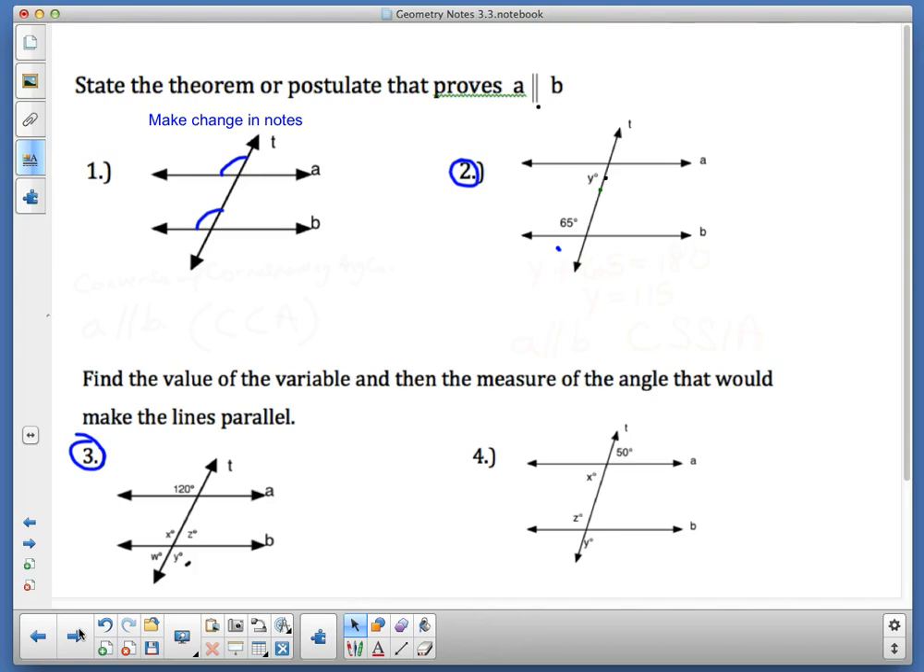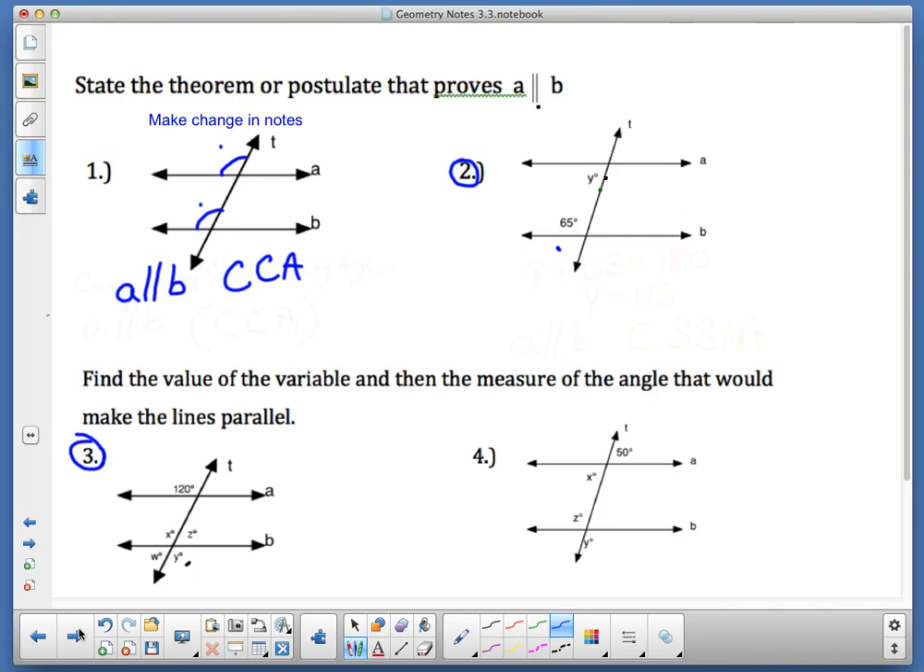First thing, identify the names of the angles. Are they alternate interior, corresponding, same side, or alternate exterior? Which one of the four is it? Corresponding. You see them? These are corresponding angles, which are in the same relative position. Because they're corresponding angles, I will be able to say that A is parallel to B because of the converse of corresponding angles.